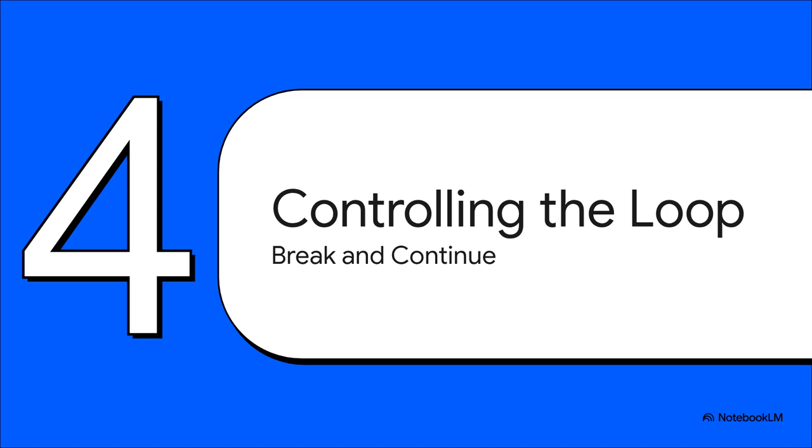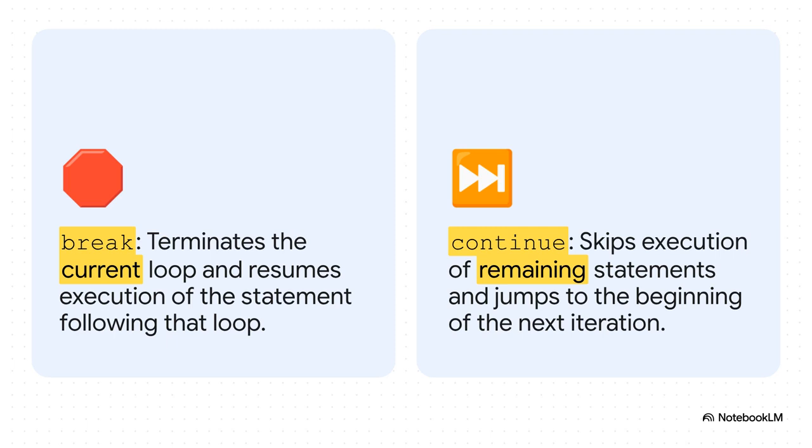Okay, so loops are powerful, but sometimes just running a loop from start to finish isn't quite what you need. What if you're searching for something and you find it right away? Or what if you want to skip over just one specific item in a list? For that level of control, we have even more precise tools. Let's meet break and continue.